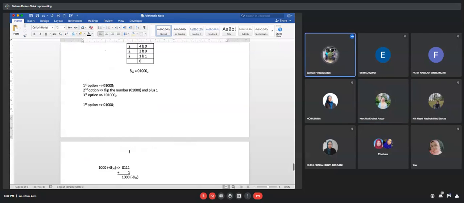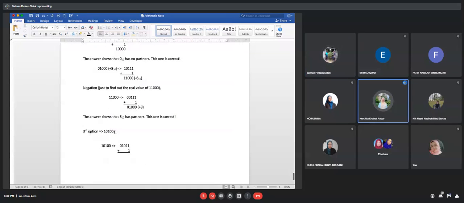Sorry, 100000. So it becomes negative 8. Negative 8, yes. Okay, let's check together. So we have 1 here. We add 1. Okay. So 1 plus 1 is 0, carry forward 1. 1 plus 1 is 0, carry forward 1. 1 plus 1 is 0, carry forward 1. So we have 1 here, and then we have 1 here, and 0 here.